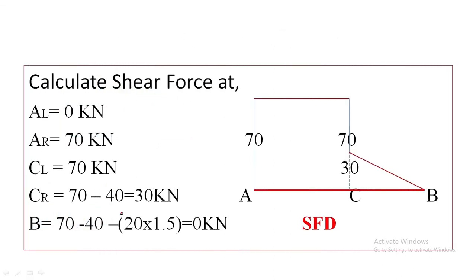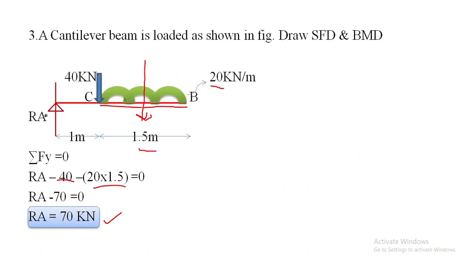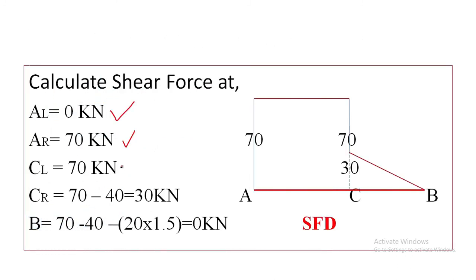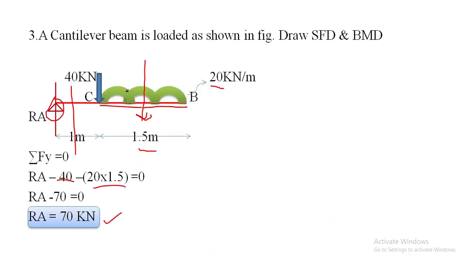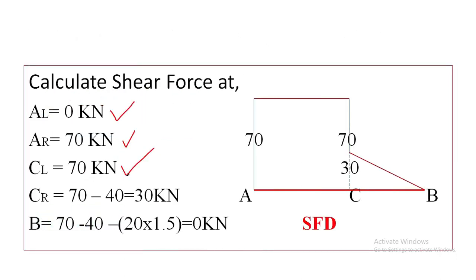Then calculate the shear force values. The first value is A of left, equal to 0 kilonewton. Second, A of right is equal to 70 kilonewton. Means the section line is drawn right to A. Now look left of the section line. There is only one force, which is RA, going in upward direction, so plus 70. Then C of left is also the same, 70 kilonewton, because this section line is at the same point and looking in the same direction. At the left side there is only one force, RA, so consider the same value, C of left 70 kilonewton.